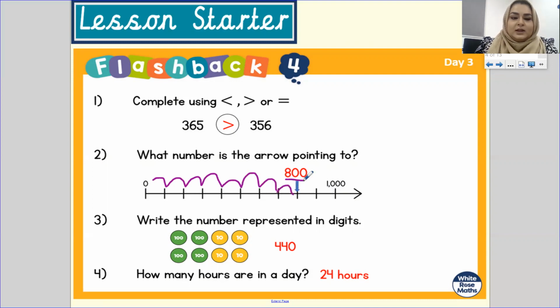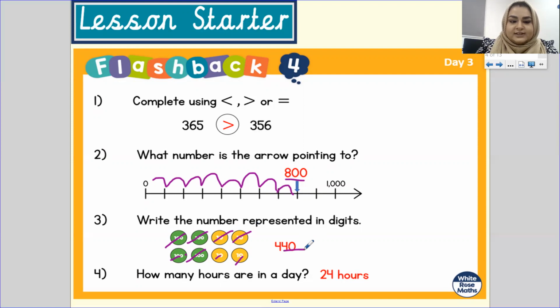Okay. Then it says, write the number represented in digits. So you've got numbers here, you've got hundreds and tens, and you needed to show what the total was for that. So represent it in digits. So I have 1, 2, 3, 400. So 100, 200, 300, 400. Then I have 1, 2, 3, 4 tens, which gives me 440.